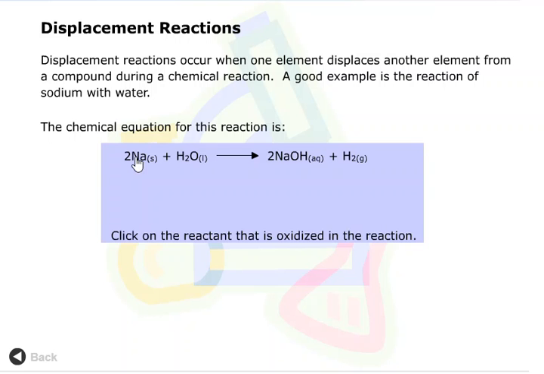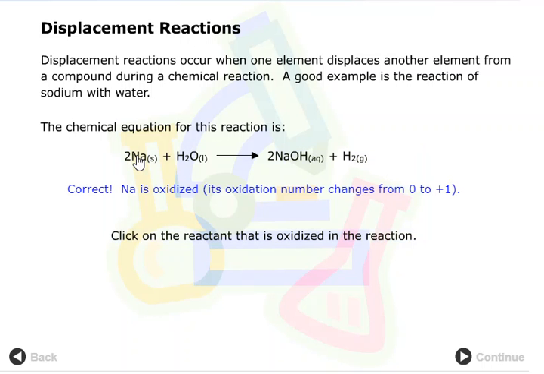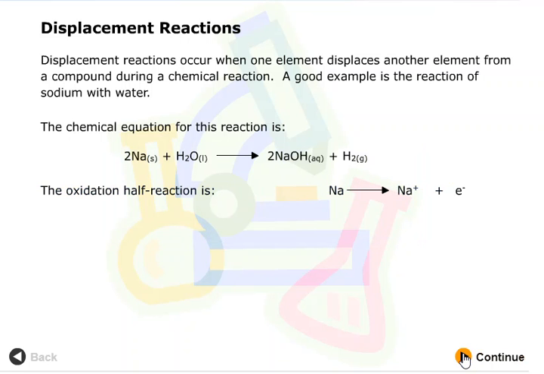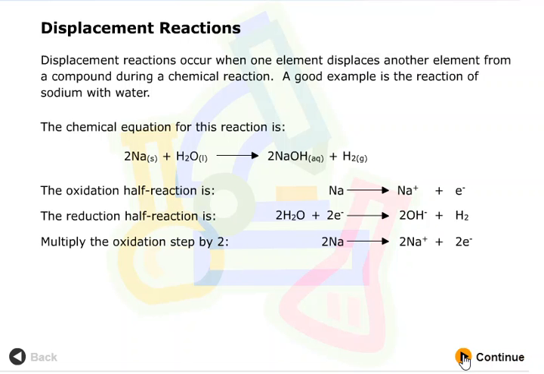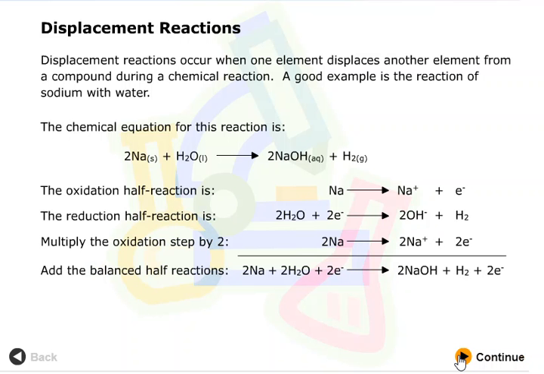Which reactant is oxidized? Correct, sodium is oxidized from 0 to plus 1. The oxidation half reaction is this, while the reduction half reaction is this. Multiplying the oxidation step by 2 and then cancelling the electrons, the balanced equation is this: 2Na plus 2H2O form 2NaOH plus H2.